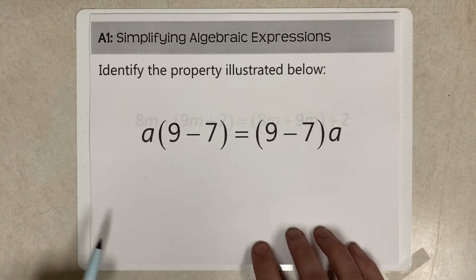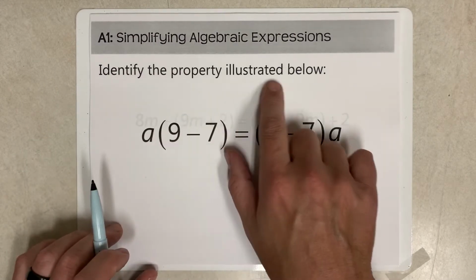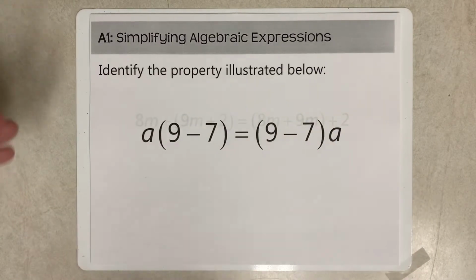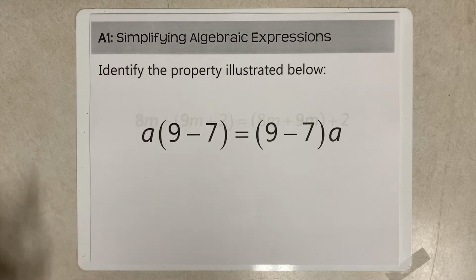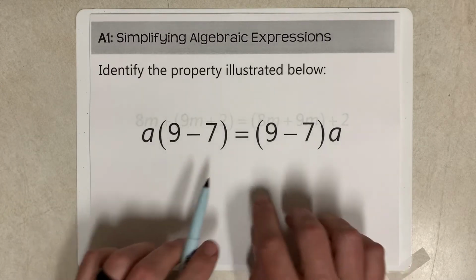This one is a property of real numbers. It says, identify the property illustrated below. And so you have this list of properties, like additive inverses, multiplicative inverses, and so commutative, associative properties. So I'm gonna look at a few of these.